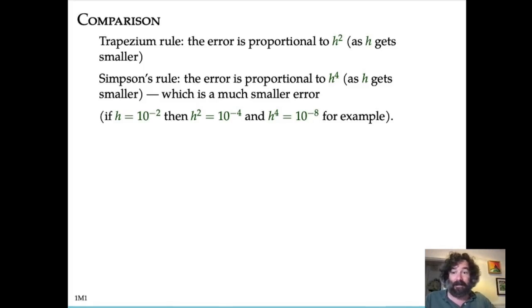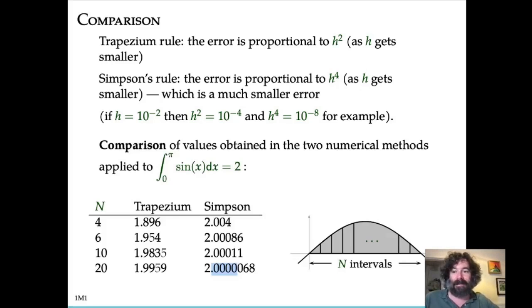Similarly for Simpson's rule, which is generally better than the Trapezium rule, the error is proportional to h to the fourth. That's much smaller than the error for the Trapezium rule in general. If we have a small number, its fourth power is much smaller than the second power. For example, if h is 10 to the negative 2, 1 over 100, then h squared is 10 to the negative fourth, that's 1 over 10,000, and h to the fourth is 10 to the negative eighth.